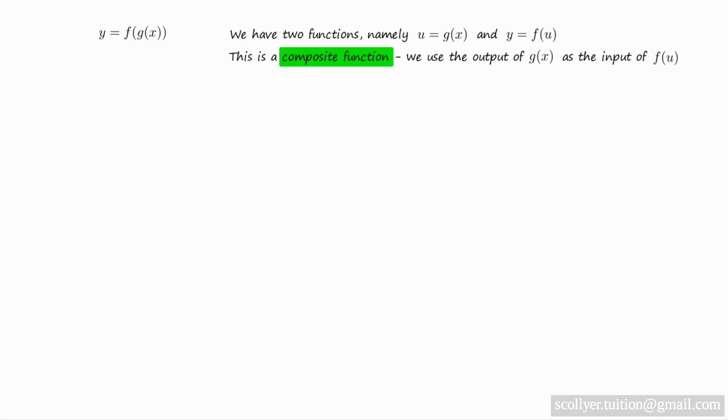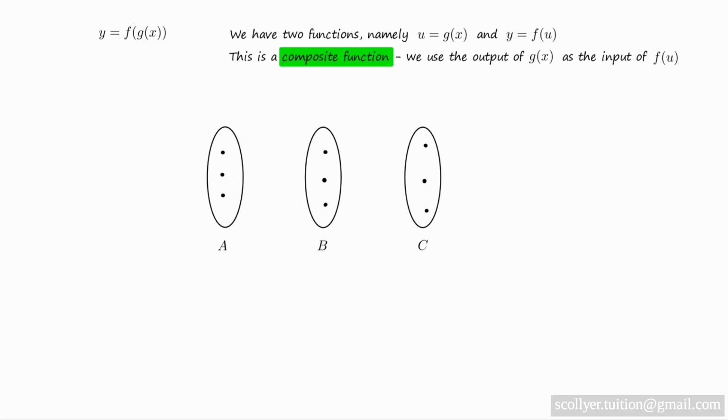We can illustrate this arrangement using set diagrams as follows. We have three sets, A, B, and C. The input of g is A, and the output of g is B. The input of f is B, and the output of f is C. So g maps from A to B, and f maps from B to C. And so we see that the output of g is the input of f.